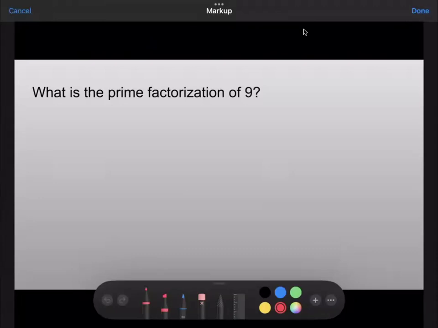Okay, let's do this example together. What is the prime factorization of 9? Okay, well, let's start by putting 9 here. And when I think about 9, I know that I can multiply 1 times 9, but I could also multiply 3 times 3. So I'm going to go ahead and put that down here as my two factors.